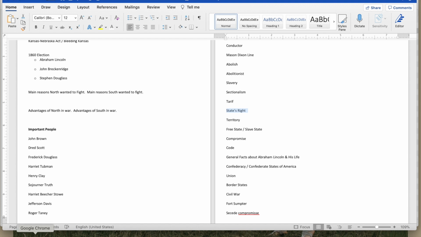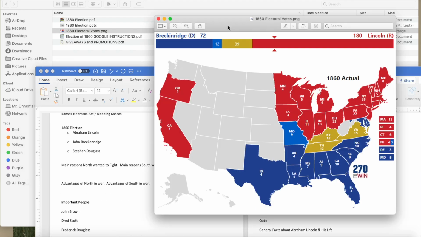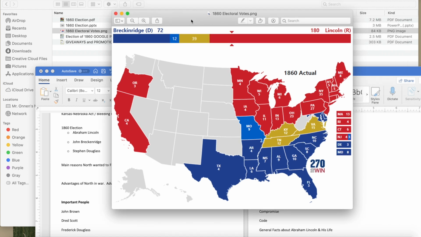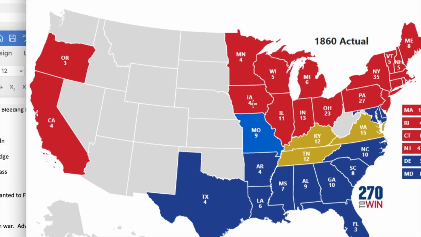A territory is land owned by a government, but it's not yet a state, so they didn't have representation. We talked about the numbers here. So Iowa has a 4 here, Missouri has a 9 here. That's how many electors they have to vote for the presidential election. Currently, present day, California has 54 electors, where Nebraska only has 5. So that's representation, right?